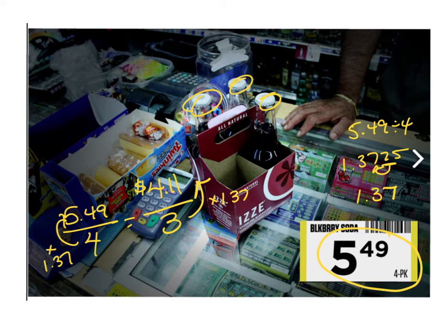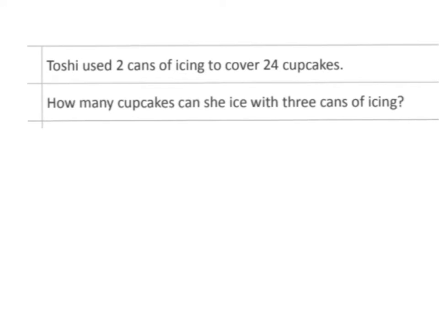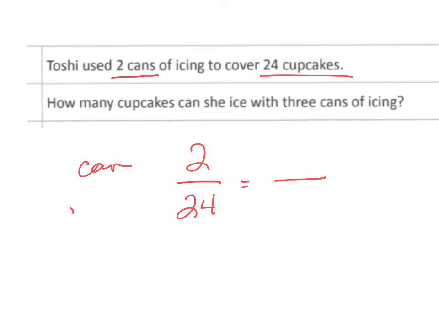But now let's look at some recipes. This isn't quite a recipe, but it will work. Toshi used 2 cans of icing to cover 24 cupcakes. There's our first ratio of our proportion. 2 cans covers 24 cupcakes. How many cupcakes can she ice with 3 cans? So that's what we're going to put over there.